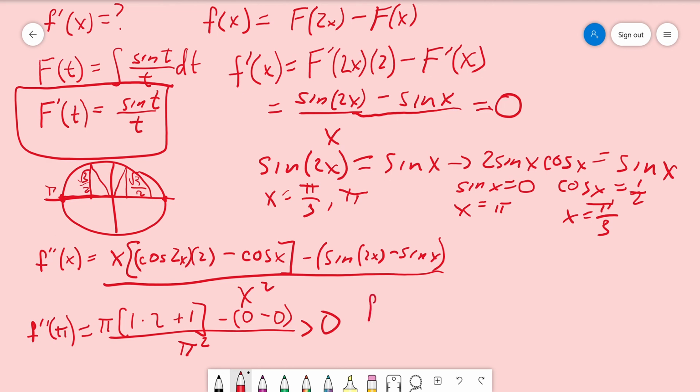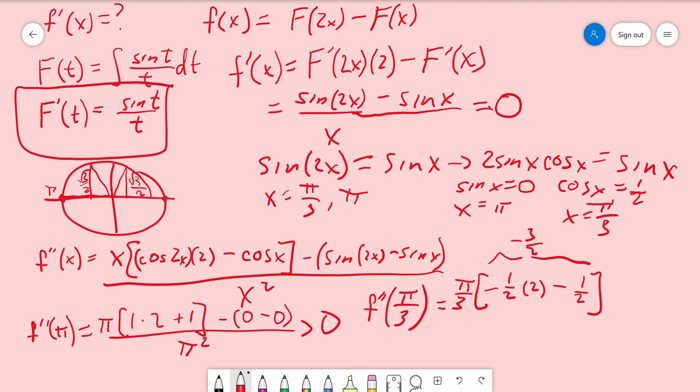But just to make sure, let's figure out if the second derivative of f at pi over 3 is negative. Well, we're going to have pi over 3 times the cosine of 2 pi over 3, which is going to be a negative number. That's going to be negative 1/2, times 2. So that gives us a negative 1. And then subtract the cosine of pi over 3, which is going to be a positive 1/2. So this whole thing is going to be negative 3/2.